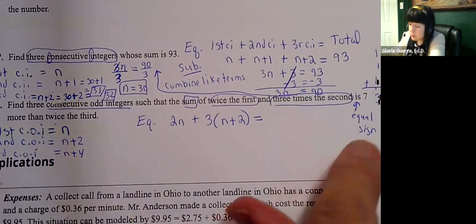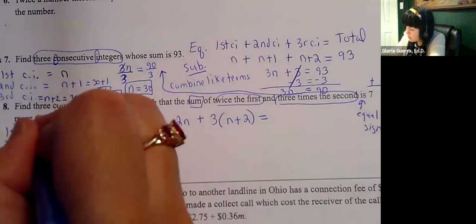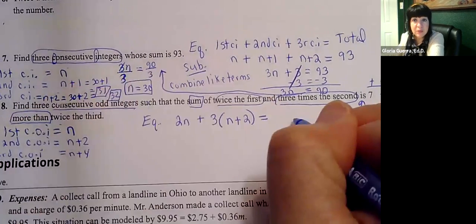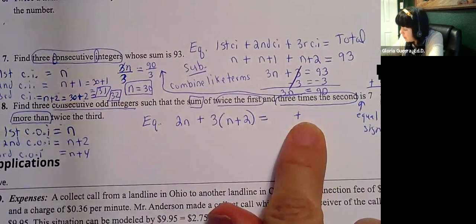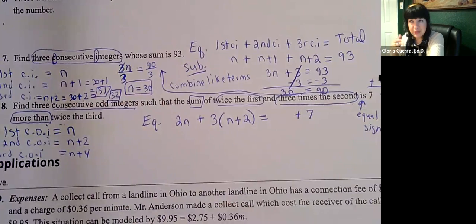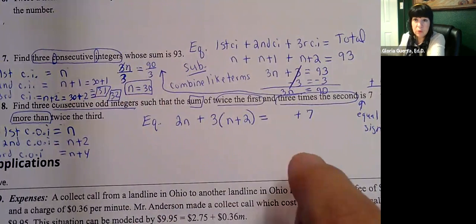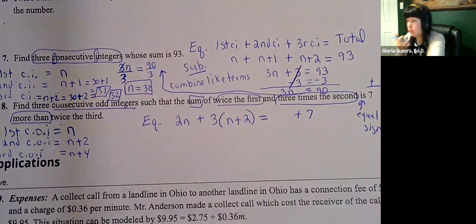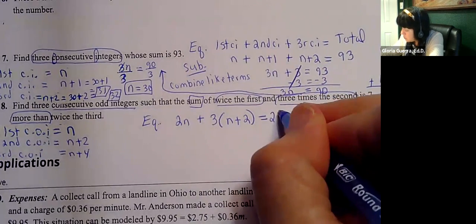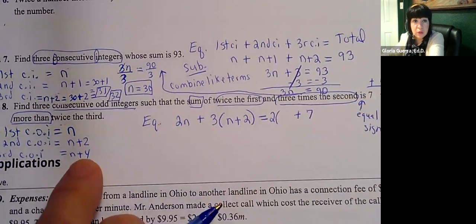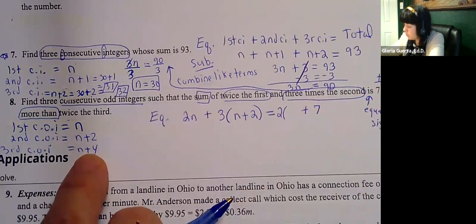And then 7 more than. More than is plus, right? Technically you write it in reverse order to be prim and proper, so really the 7 goes in the back. If you forget and put it in the front, you can still get the right answer because it's addition, but if it were subtraction, you wouldn't. So 7 more than twice the third. Twice means times 2, twice the third, and the third is n plus 4.